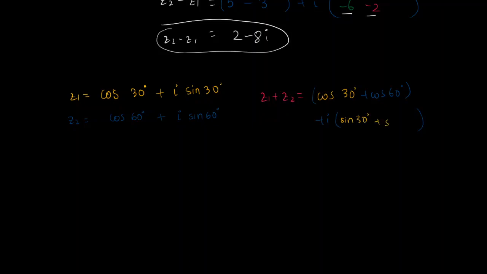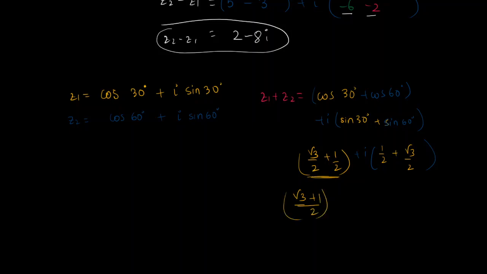If you wanted to solve for this, you can. Cos of 30 is equal to root 3 over 2. Cos of 60 is equal to 1/2. And in the imaginary part, you have the sines. So sine of 30 is equal to 1/2, and the sine of 60 is equal to root 3 over 2. You can also take root 3 plus 1 over 2 out, since this is common in both the real and the imaginary part, and write root 3 plus 1 over 2 times 1 plus i. This is the sum of these complex numbers.